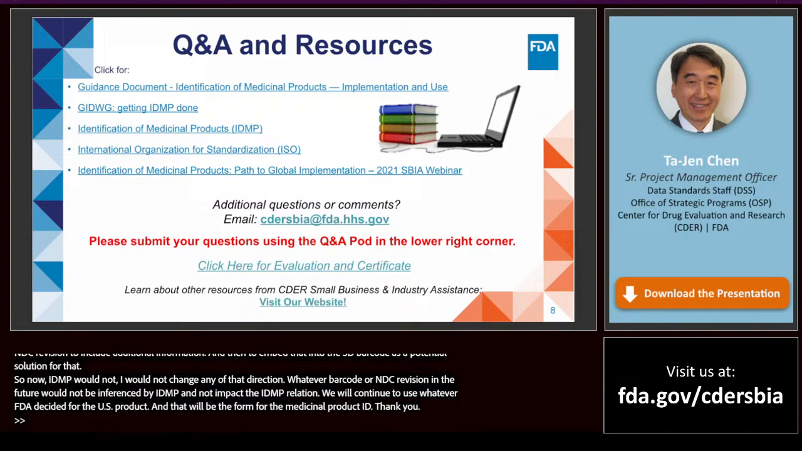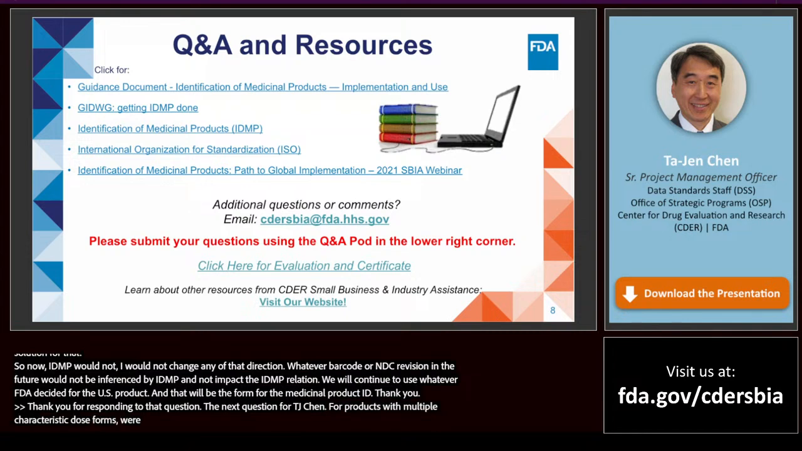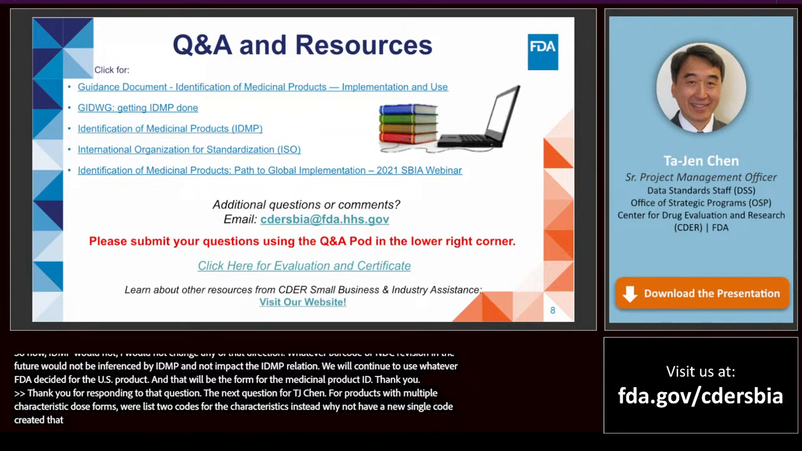Thank you for responding to that question. We've got the next question for TJ Chen. For products with multiple characteristic dose forms, why list 2 codes for the characteristics? Instead, why not have a new single code created that represents both dose form characteristics?